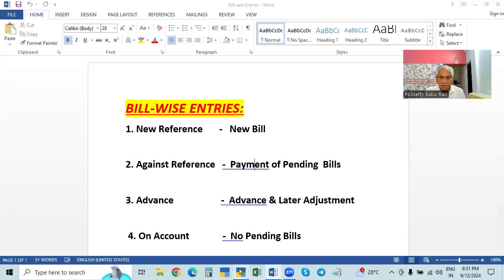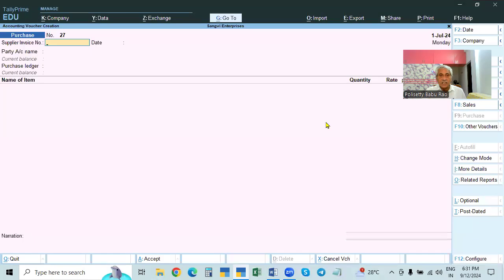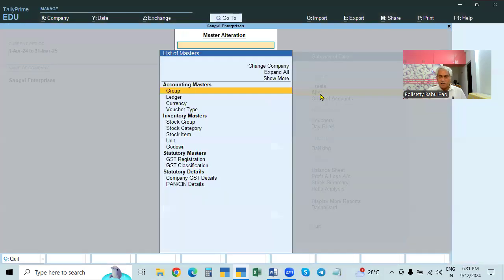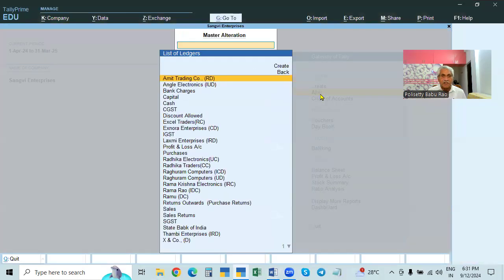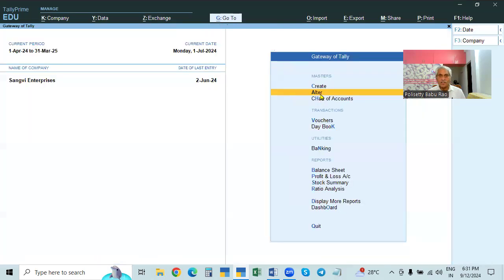So first of all, we will take up, see here, I see by leaving all the other old parties, I created two new parties. That is, one is X and Co and Y and Co. X and Co is a debtor, Y and Co is a creditor. Both we will take up. First of all, we will make entry.